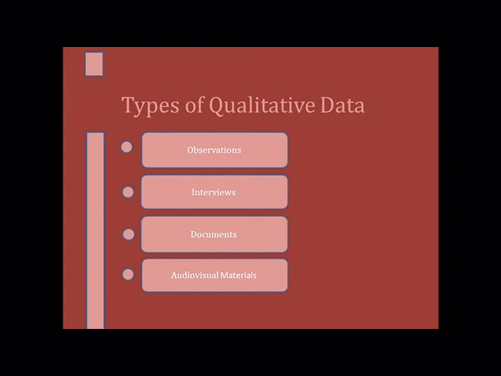The last, audiovisual materials. The final type of qualitative data to collect is visual images. Audiovisual materials consist of images or sounds that researchers collect to help them understand the central phenomenon under study. Used with increasing frequency in qualitative research are image or visual materials such as photographs, videotapes, digital images, paintings, and pictures.